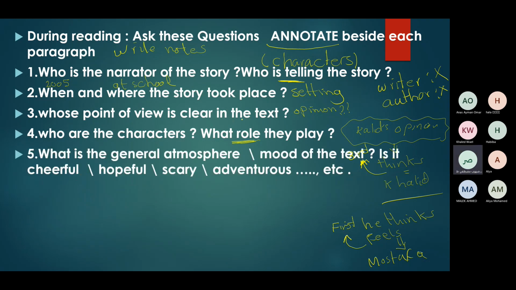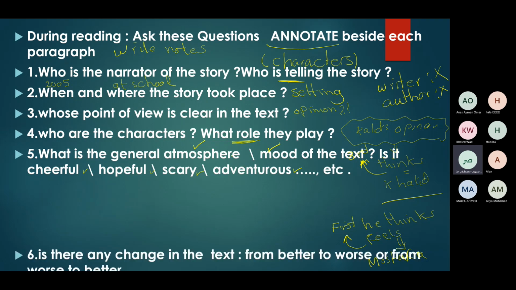Five, what is the general atmosphere? Very, very important question. While you read, try hard to decide what is the mood of the text. What is the atmosphere of the text? Is it a cheerful atmosphere? Is it hopeful? Is it scary? Or is it gloomy or adventurous? So decide while reading what is the mood or the general atmosphere of the text.